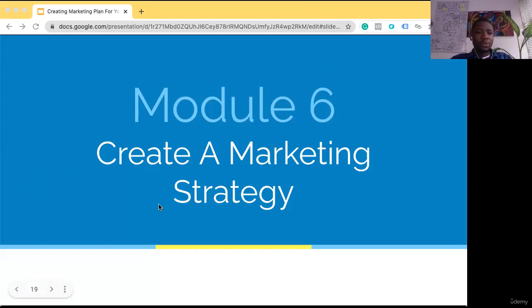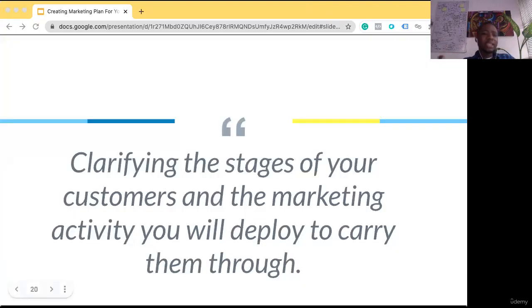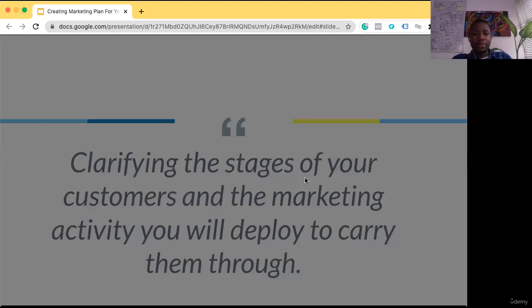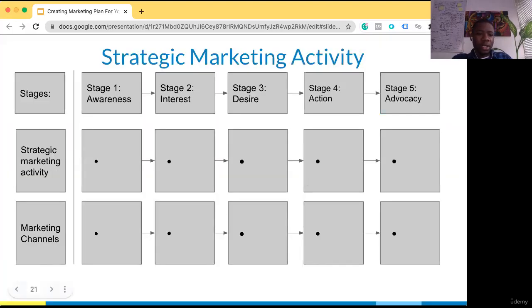So this is the module where we'll talk about your strategy. How exactly do you want to get things done? How do you want to achieve what you want to get done? So clarifying the stages of your customers and marketing activity you would deploy to carry them through. So your marketing strategy is technically the stages of customer activity and marketing activities you carry your prospects through. To make this simple, I have created this simple template for you to create a marketing strategy.